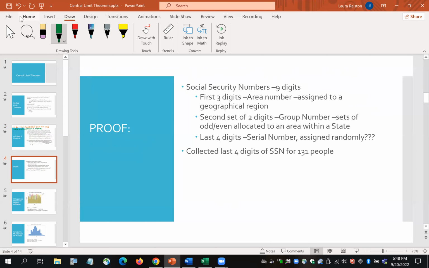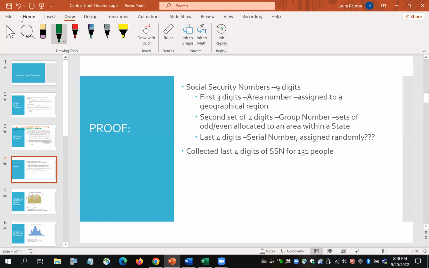Typically, it's divided up 3 digits, 2 digits, 4 digits. The first 3 digits is called the area number, which are assigned to a particular geographical region. So the government could look at those first 3 numbers and kind of get an idea of the region of the country where you were born.